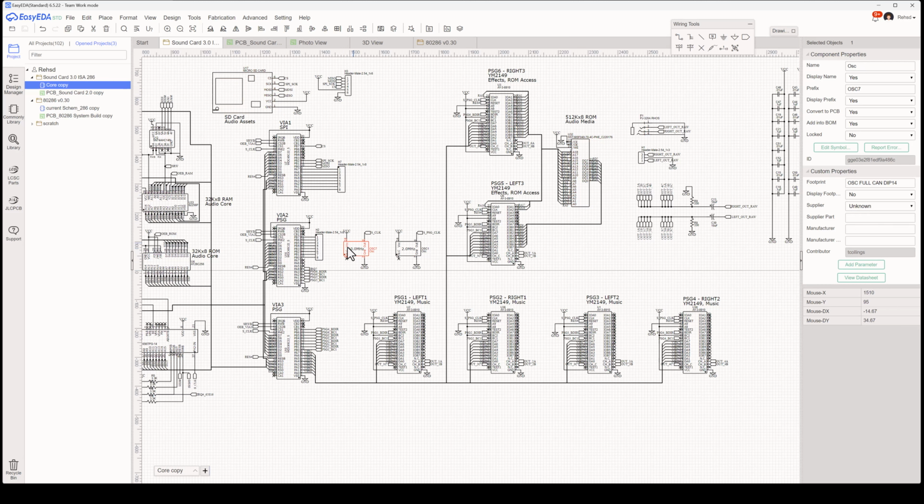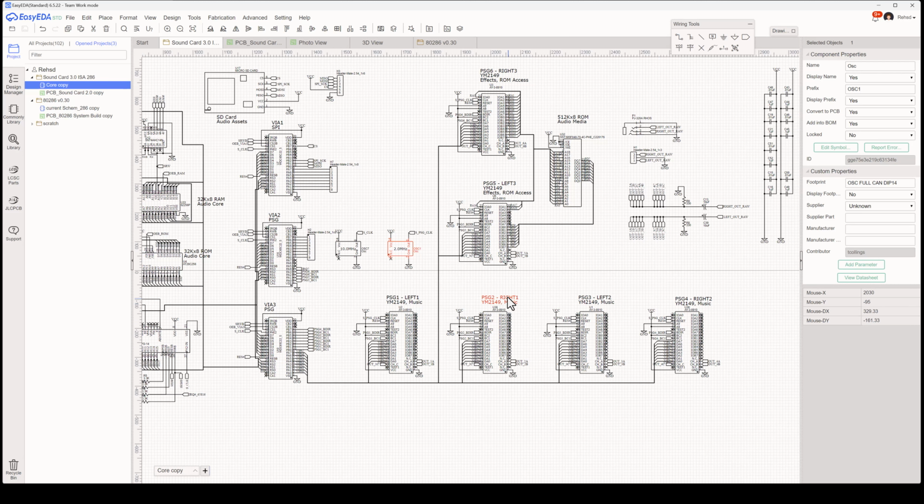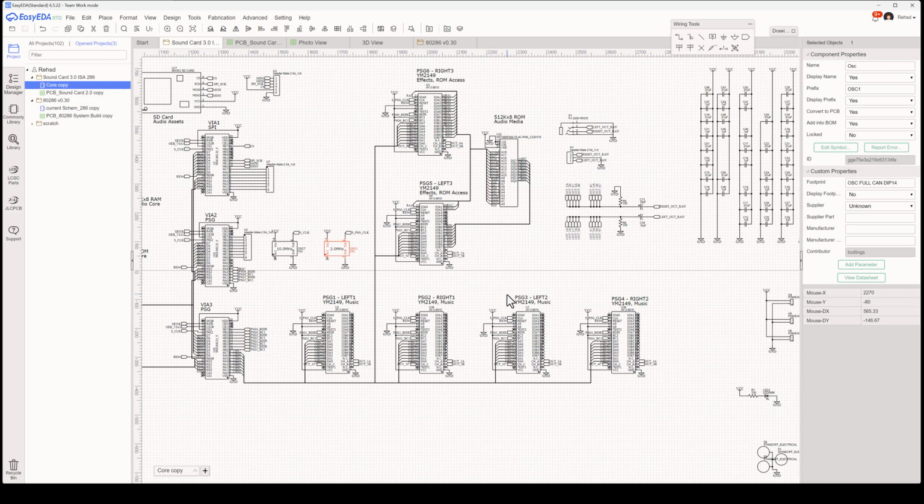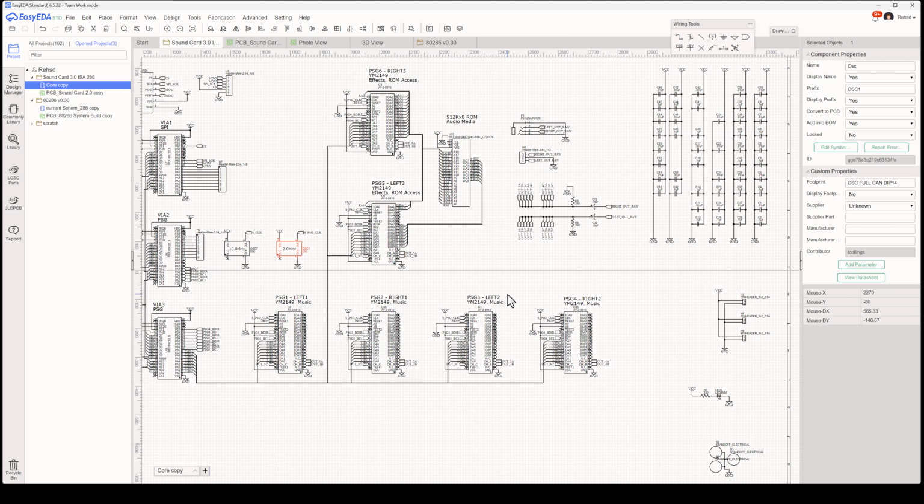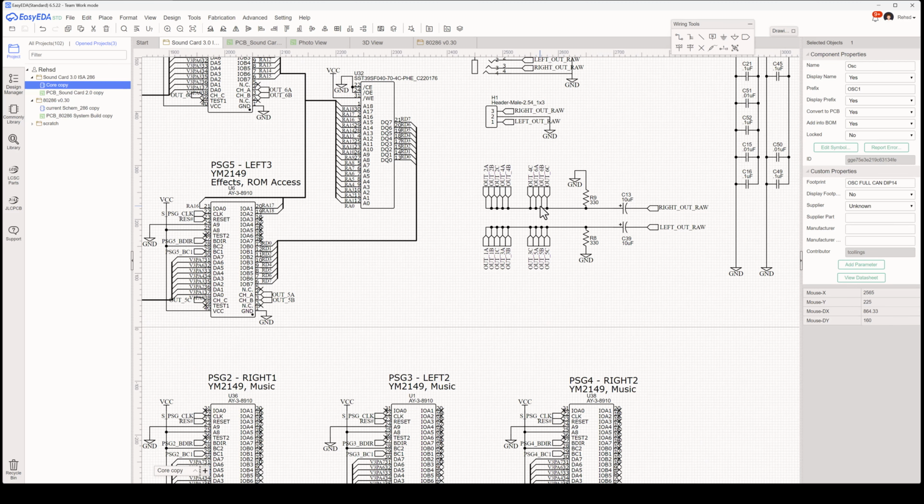I have an oscillator for the 65816. I have an oscillator that drives these sound generators because they need basically a frequency to work off of for everything they're doing. And then ultimately, I take all of the outputs of those 6 programmable sound generators and I bring them together. And basically, they just all tie together.